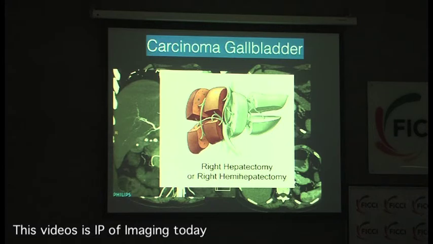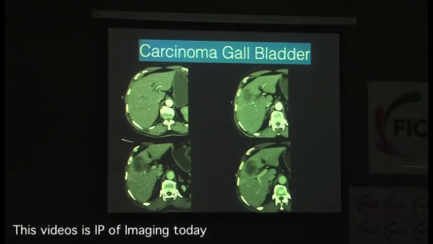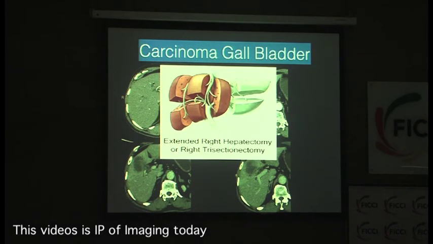That's clear? Okay. So you have to have tumor-free resection margins. Okay, another patient with carcinoma of the gallbladder. This time you can see that there is invasion of the liver. Okay. So what are you going to do? You are going to do an extended right.